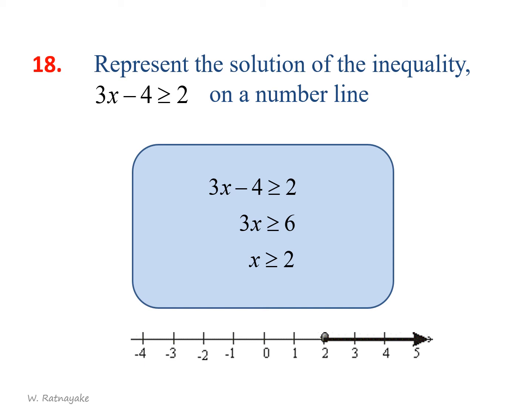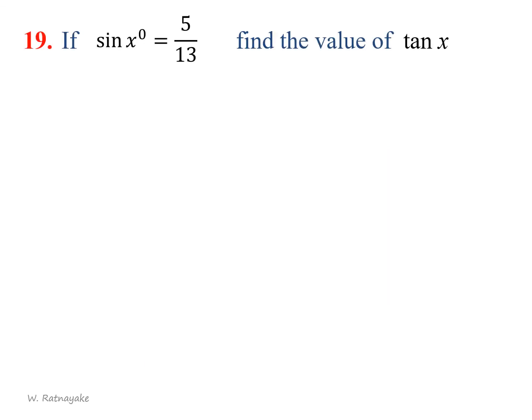So this is the solution of the inequality given on a number line. Question number 19. Question number 19 is about trigonometry. There, sin x is given as 5 upon 7. We have to find the value of tan x.